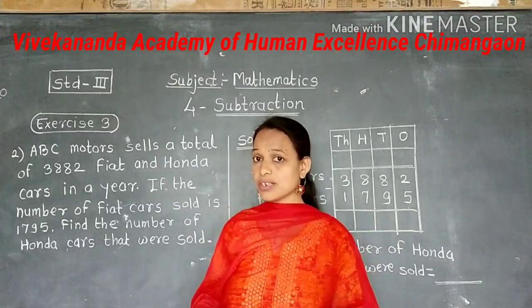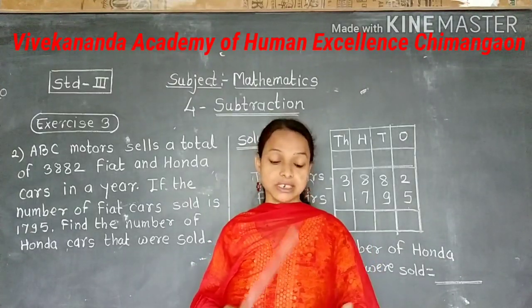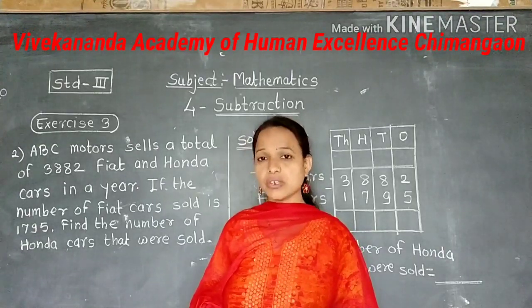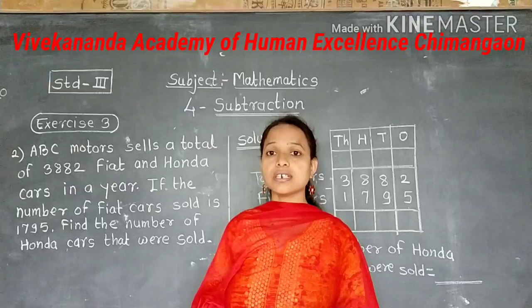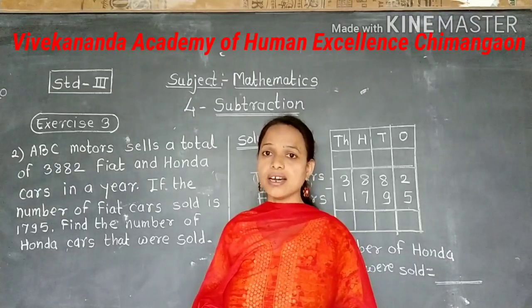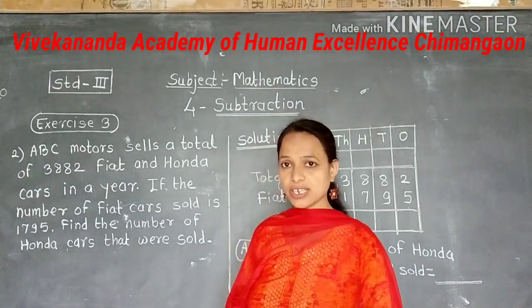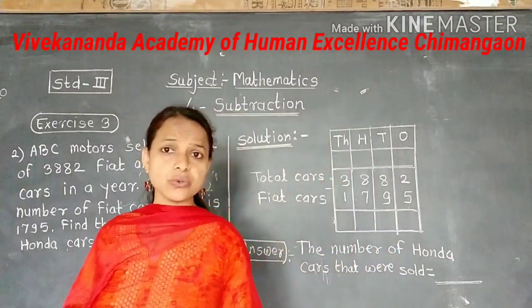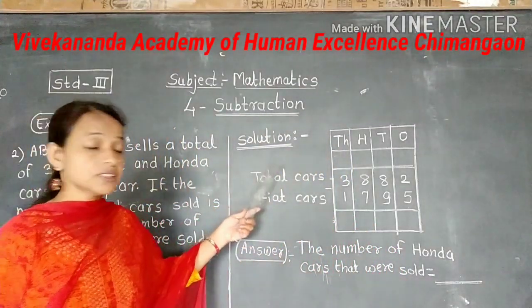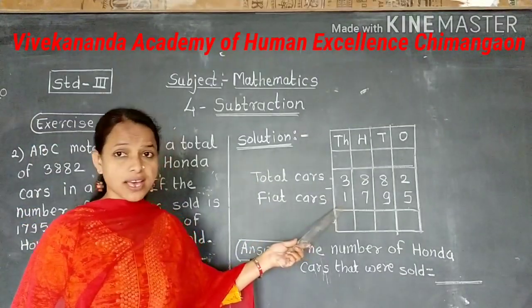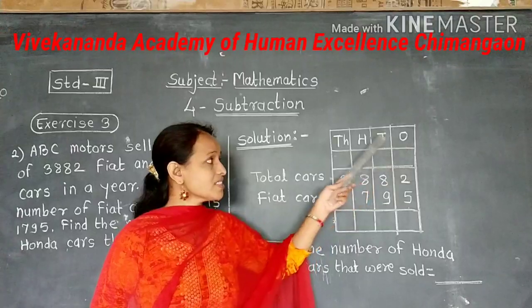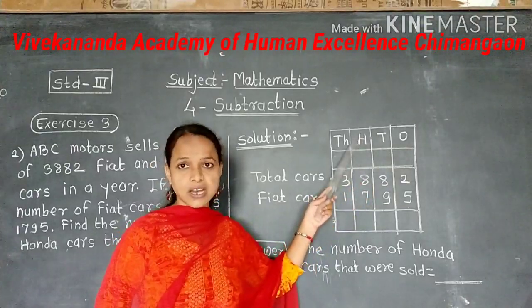Understood what is given and what you have to find? Total number of cars and number of Fiat cars are given, and you have to find out the number of Honda cars. Okay, now we will see how to solve. So look here, solution. These are 4 digits.